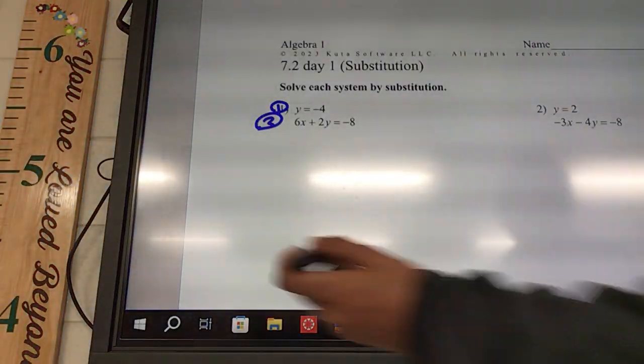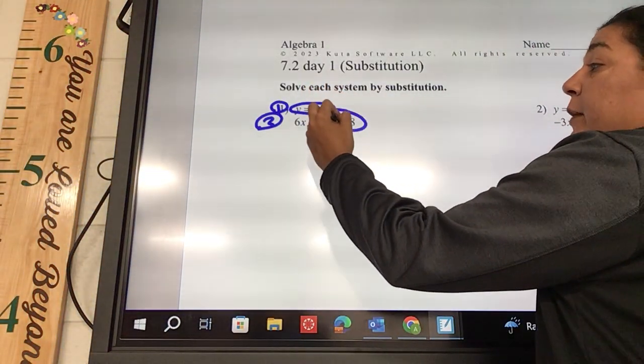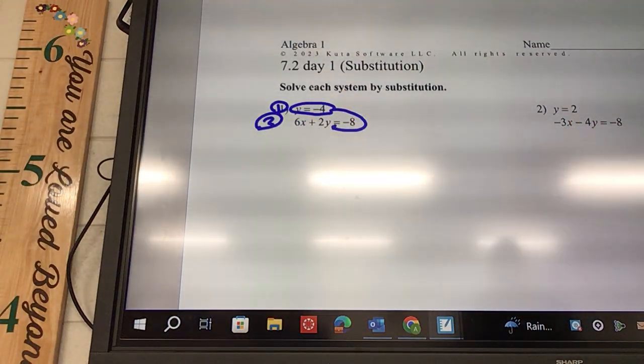y, okay, we're going to take this, and they don't want to be called y anymore. They want to be called -4. So where the y is in the second one, we're going to put a -4.